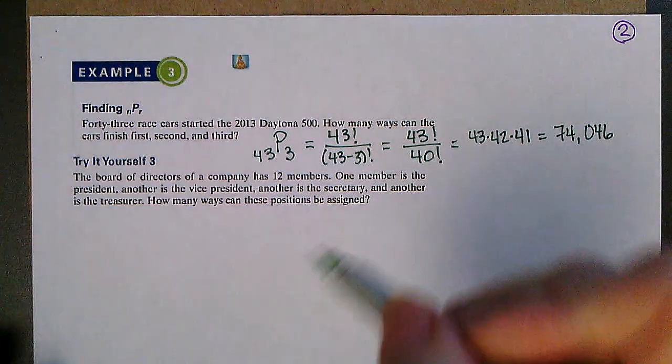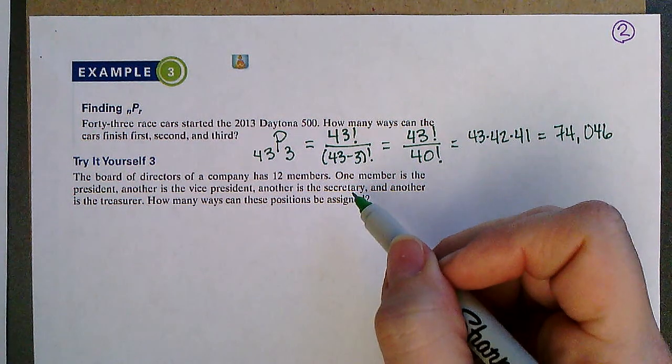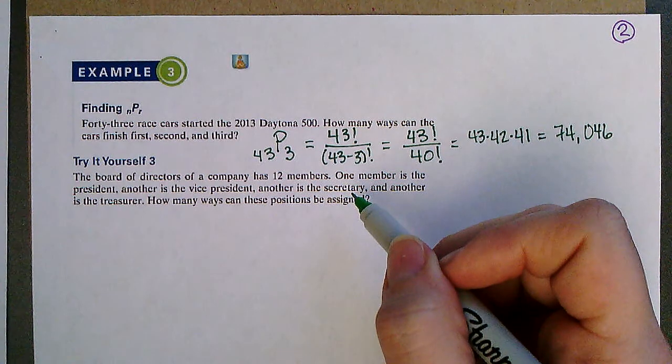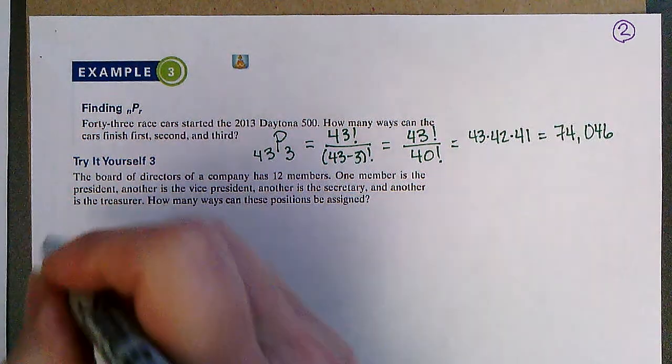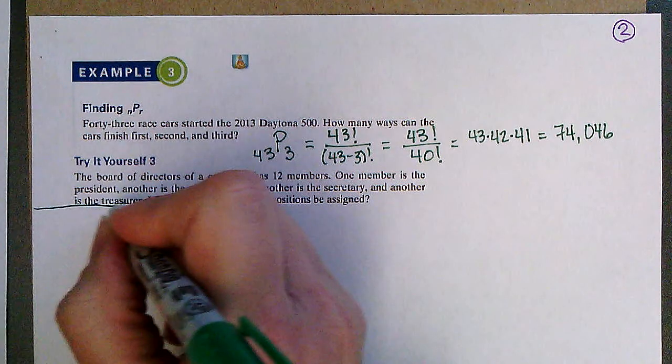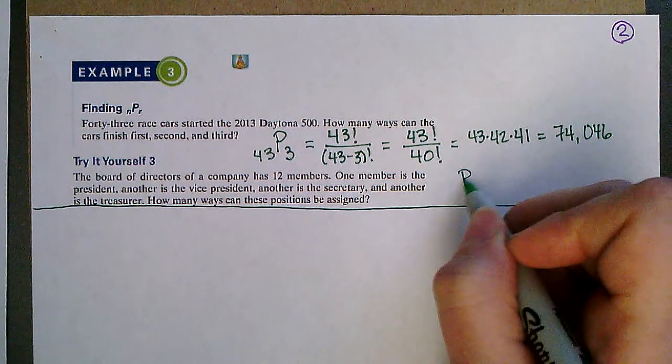The board of directors of a company has 12 members. One member is president, another is vice president, another is secretary, and another is treasurer. How many ways can the positions be assigned? So order is important here because it's different if I'm the president versus being the treasurer. So order is important, which makes it a permutation.